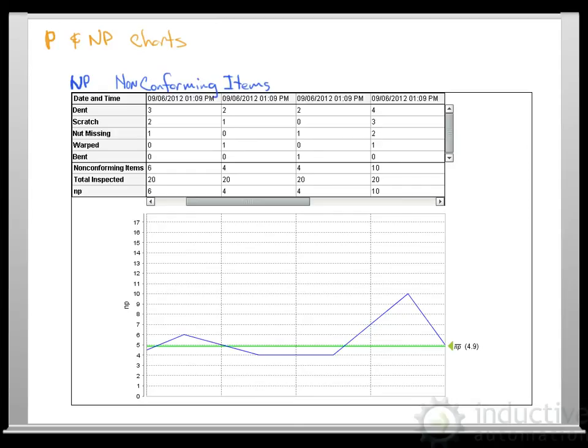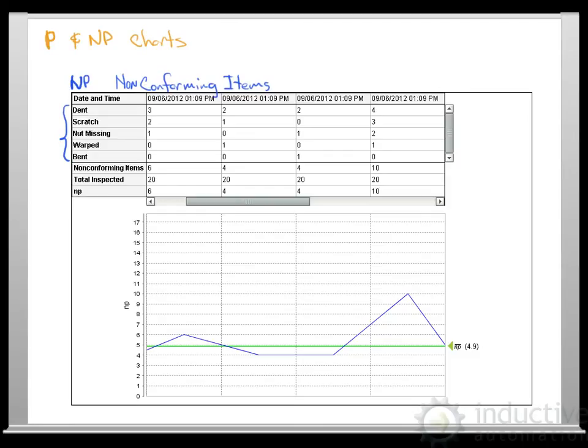So we see over here the different types of reasons an item might not be conforming. In our case, it could have a dent, scratch, nut missing, warp, bent, things like that. And we see counts. For this given sample here, each column is a sample again. For this given column, 4 were dented, 3 were scratched, 2 were missing a nut, 1 was warped. So if you add those up, there's a total of 10 non-conforming items. And the total inspected was 20.